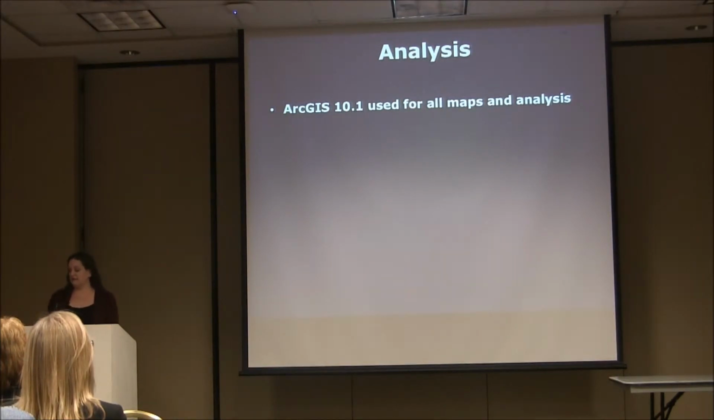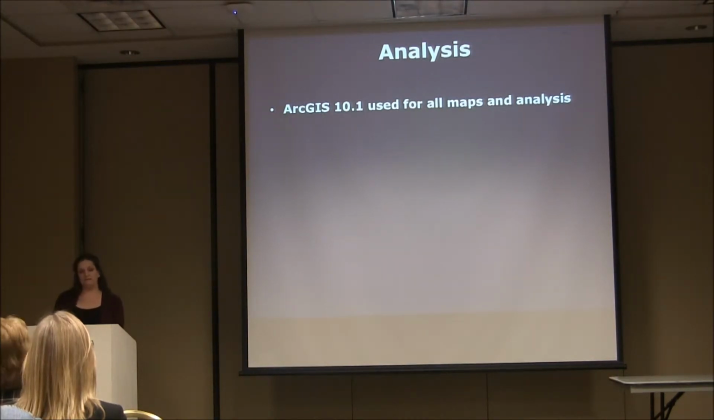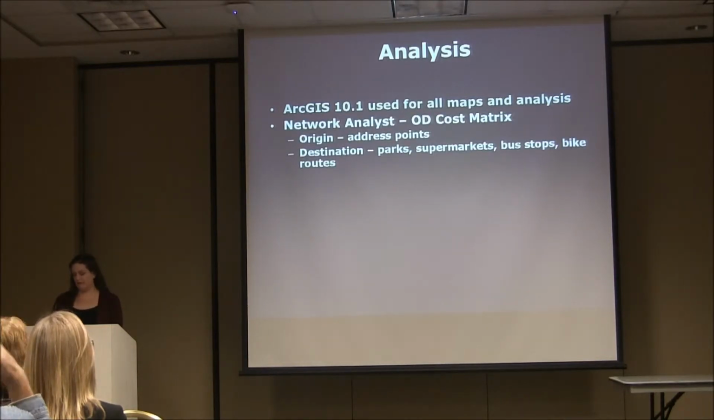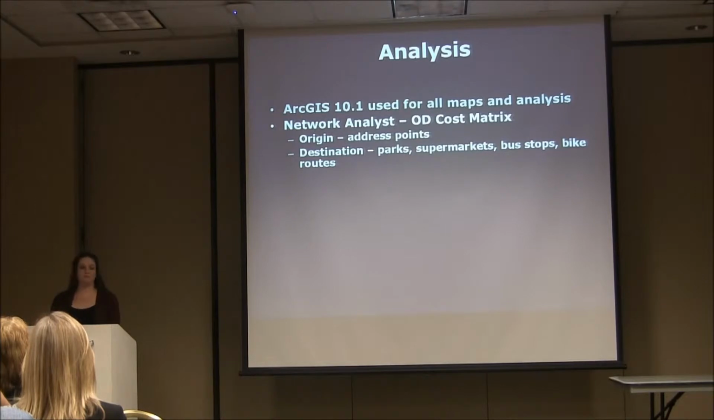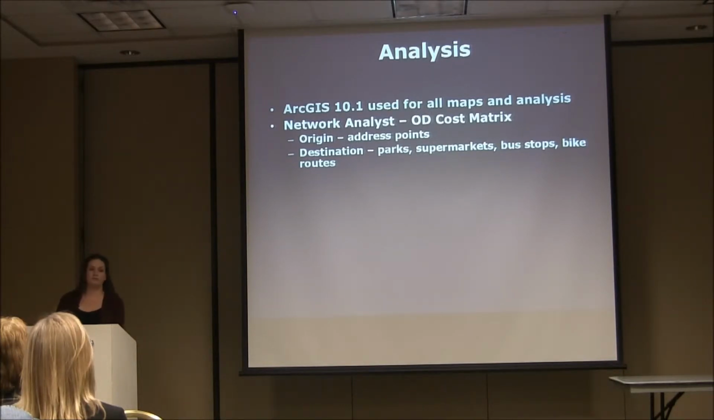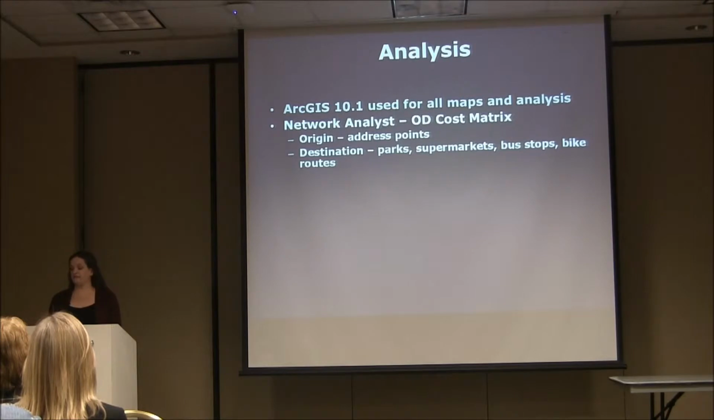So I used ArcGIS 10.1 for all of my analysis and mapping products. Specifically, I used Network Analyst and created an OD cost matrix. The OD cost matrix uses origin and destination points to calculate distances using a network path. In my case, the origin points were all the address points, and the destinations were either parks, supermarkets, bus stops, or bike routes. So in effect, I ran 4 different cost matrix models.